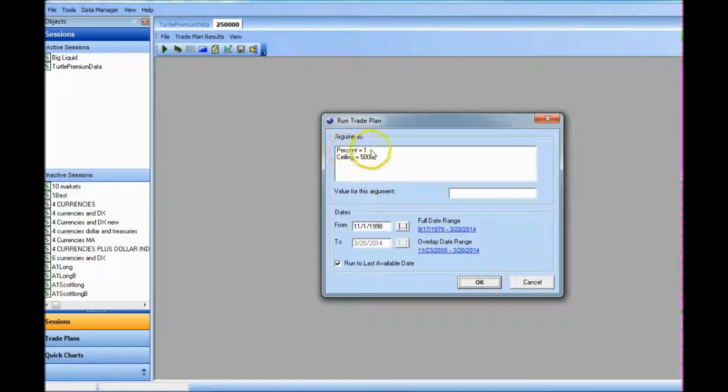And now we get to this point and we can determine how much risk we want to take per trade. So I'm going to put in 1% to limit my risk to no more than 1% of my equity per trade. And the ceiling is simply the maximum number of contracts that you would trade in any given market, based on the size of your account and how much you want to risk.